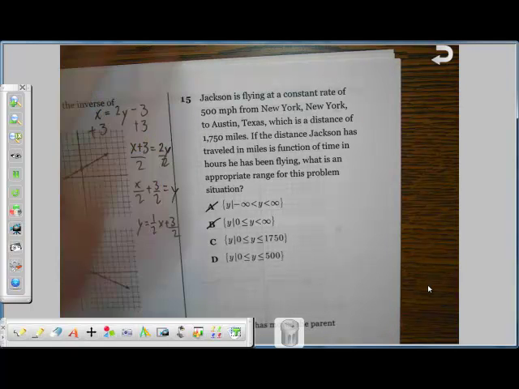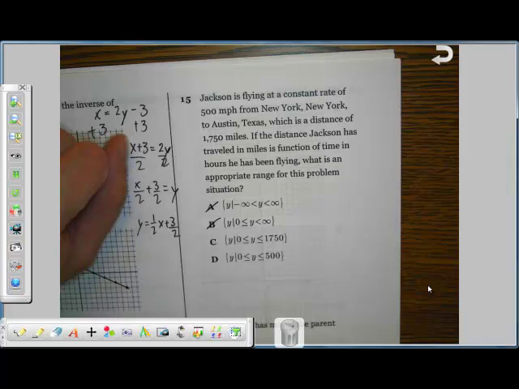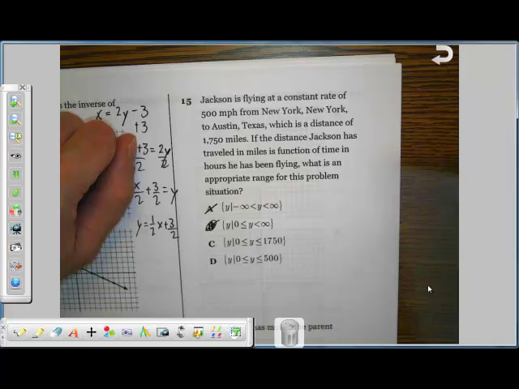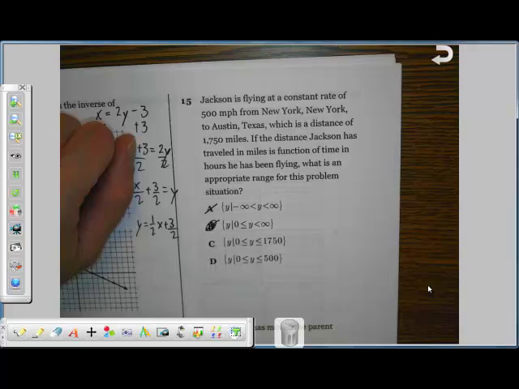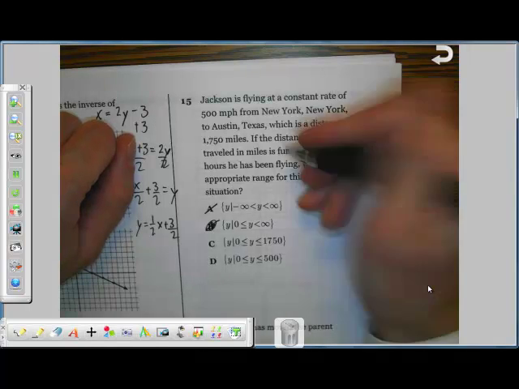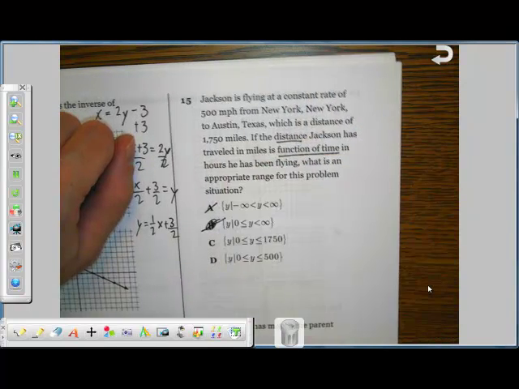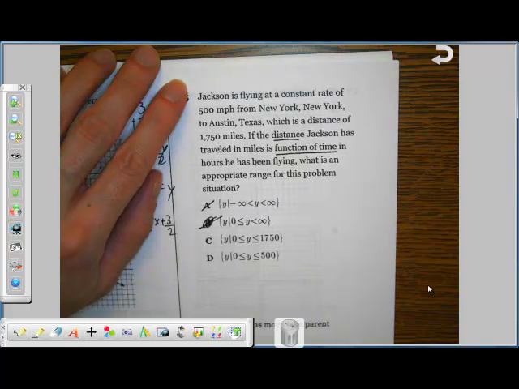Actually, I stand corrected. There is no way I can go backwards in time. Time can go on ad nauseum. Now, if I'm traveling 500 mph, my distance is 1750. It takes me 3.5 hours to get there, but that's not what it asks. It says, what is an appropriate range for the distance as a function of time? Because it says the distance is a function of time. So obviously, distance could be infinite, but we're not going to do that.